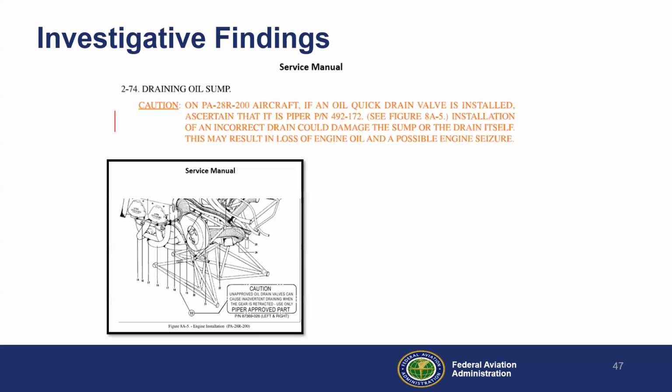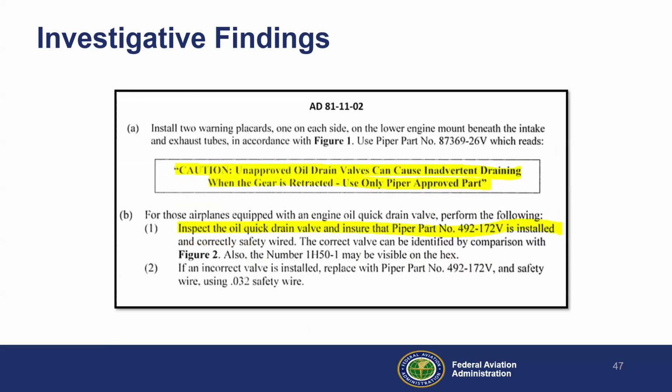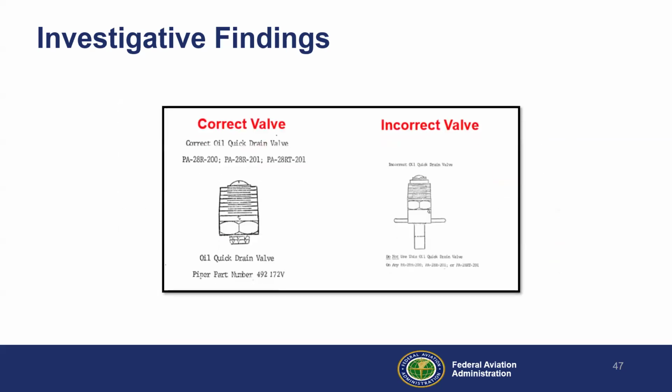Here's just a snip out of that service manual. And I think the AD incorporated this also, and it's showing where to put the caution placards. It says only use the Piper approved oil drain. There's the AD, and it says use only Piper approved part. So you can see the correct Piper part on the left and an incorrect valve of the accident aircraft on the right.